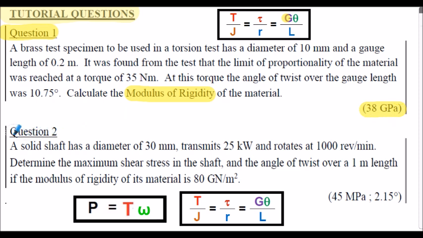And in question 2, we have to determine the maximum shear stress in the shaft and the angle of twist over a 1 meter length. My suggestion here, you will need to use the P is equal to T omega formula initially to find the torque applied, and using the simple torsion theory, calculate the maximum shear stress and the angle of twist. Again, answers shown in the bracket here.